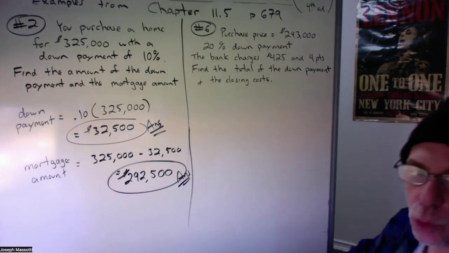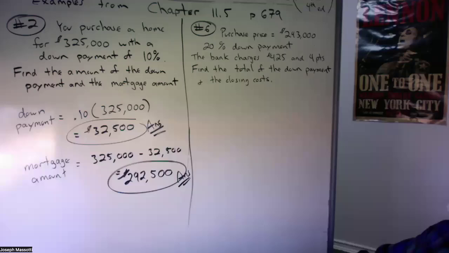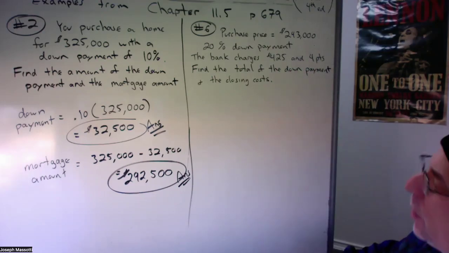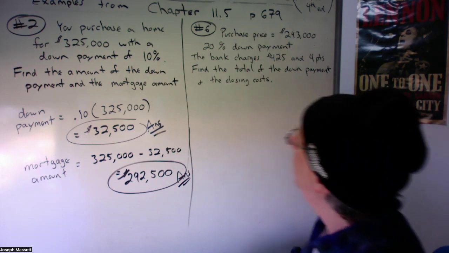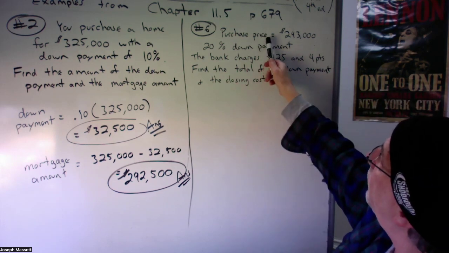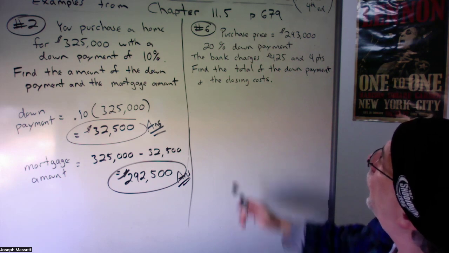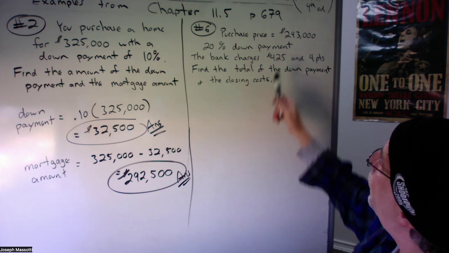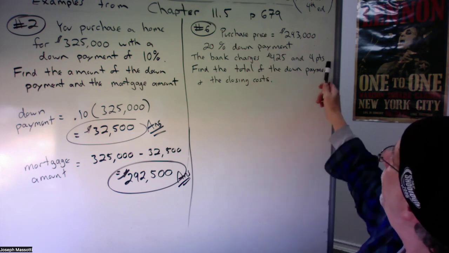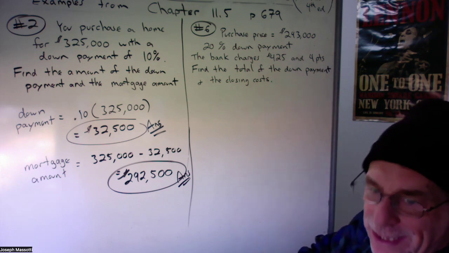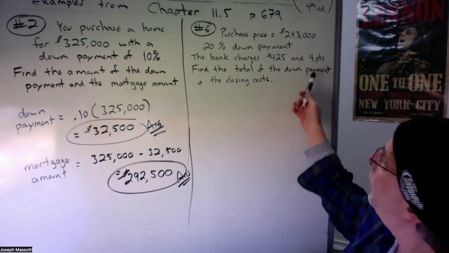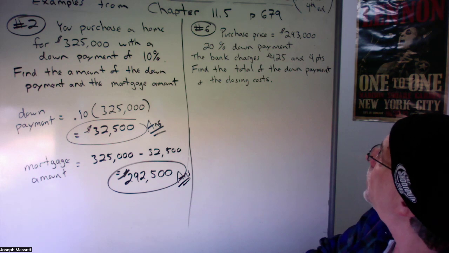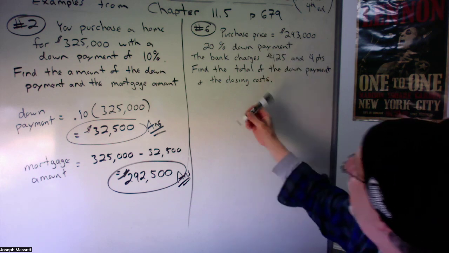All right, just a little bit more involved here in number 6. We're including bank charges and points, which are part of the closing costs on a house. So here we have a purchase price of $243,000 with a 20% down payment, but the bank also charges $425 and 4 points. The points are going to be percentage points of the remaining amount after you make that down payment. So once again, we need to find out what the down payment is.